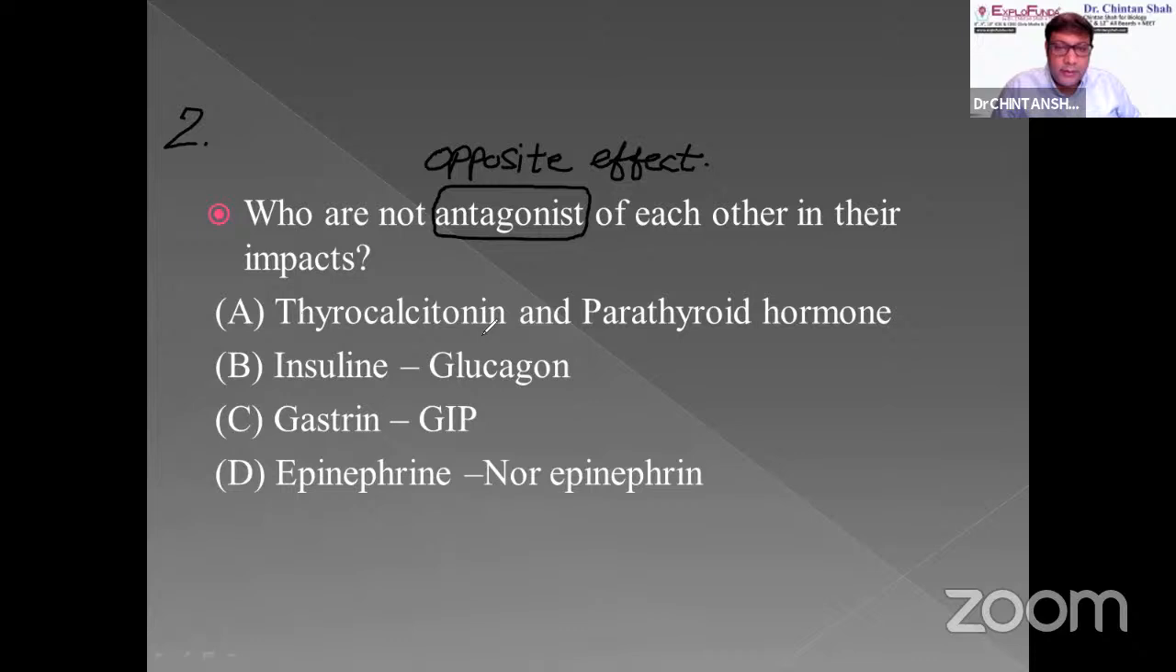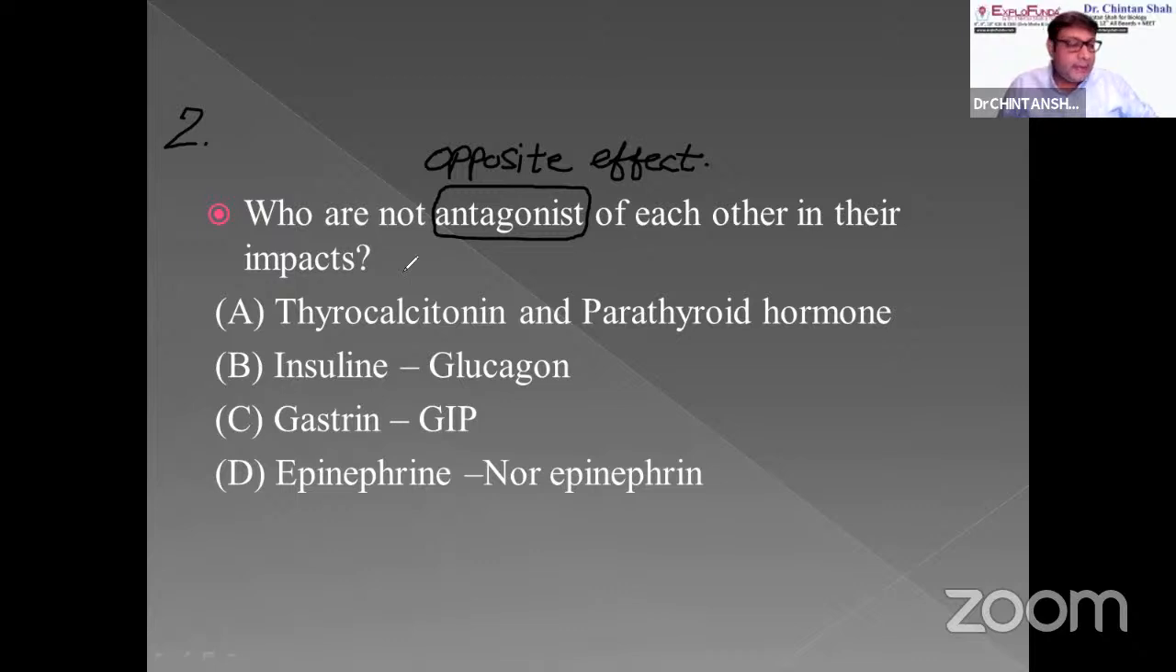Okay, so thyrocalcitonin and parathyroid hormone, insulin and glucagon, gastrin and GIP, epinephrine and norepinephrine. Yes, so I am quickly getting the answers. Here I can see the answer: Heath is telling me 2D. Okay, what do you mean by antagonist?